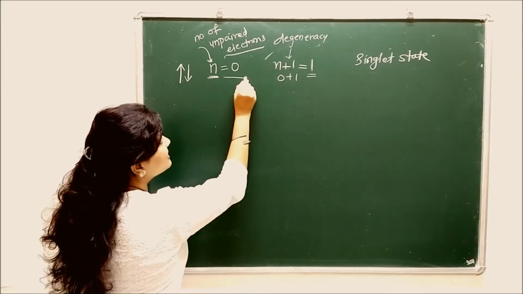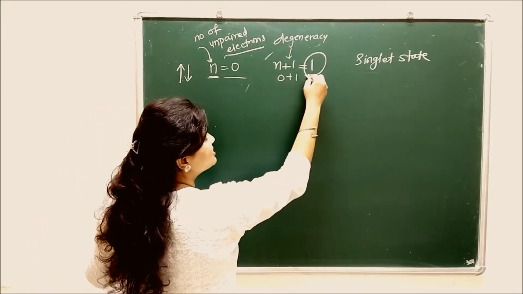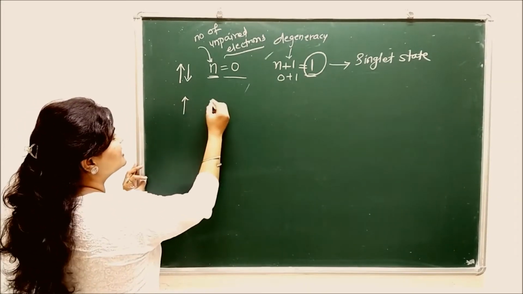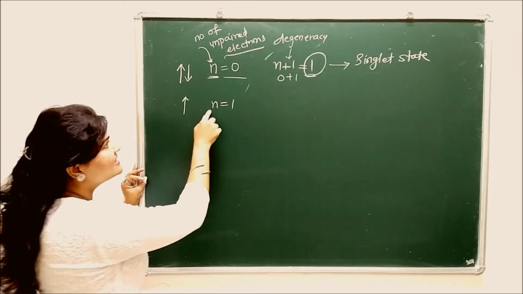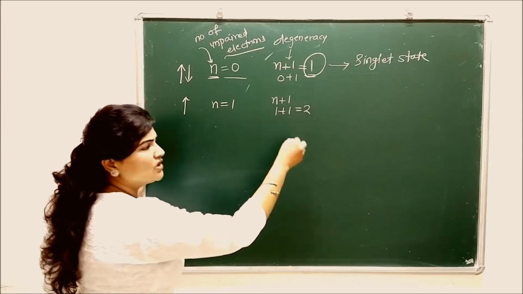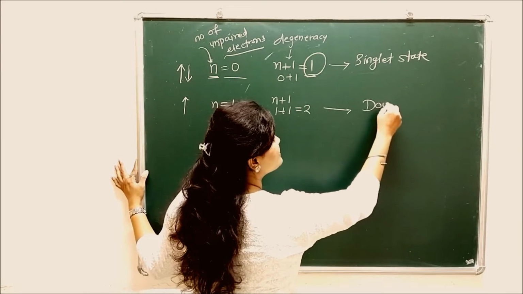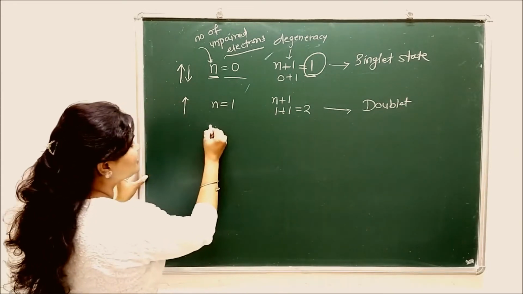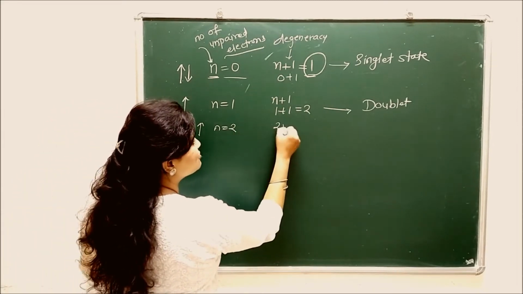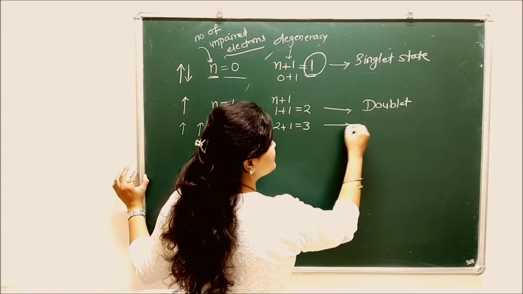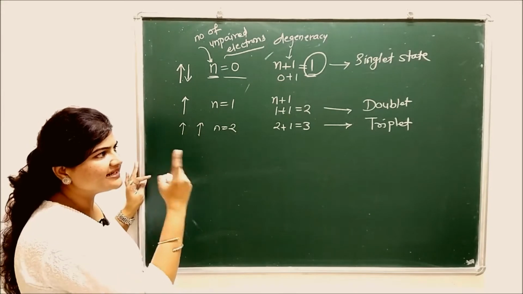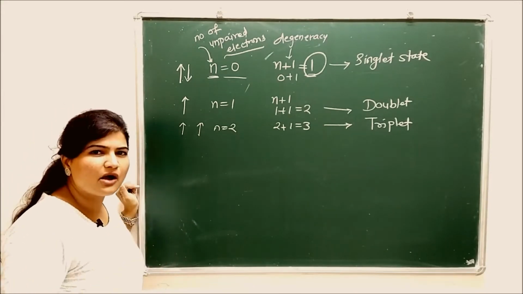When 0 unpaired electrons are there, there will be only 1 spin state, and it is referred to as singlet state. Now imagine there is 1 unpaired electron. In that case, your degeneracy becomes n plus 1, that is 1 plus 1, 2. That particular state will be referred to as doublet state. If there are 2 unpaired electrons, n becomes 2, degeneracy becomes 2 plus 1, 3, and that state can be referred to as triplet state. Okay, so this is how singlet, doublet, triplet, quartet, quintet, this is how you will go on with the states.